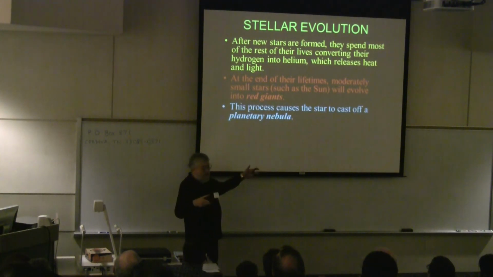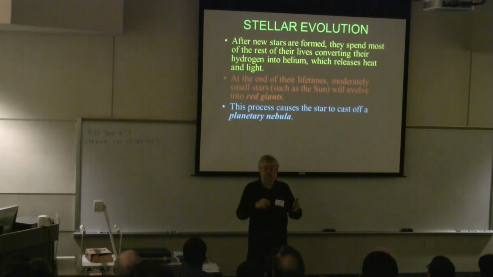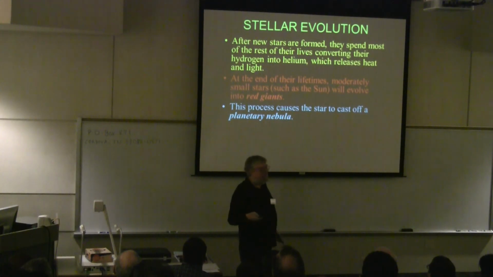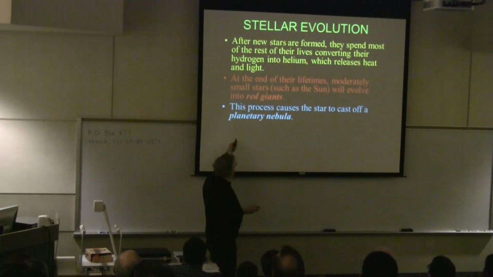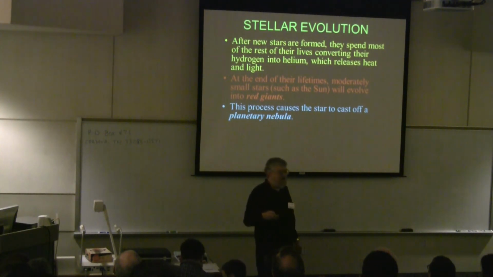Meanwhile, that rapid expansion causes the surface of the star to detach and float on out into space and form a shell around the star, and we call that a planetary nebula. And of course, that has nothing to do with planets. It doesn't have anything to do with their formation or anything.